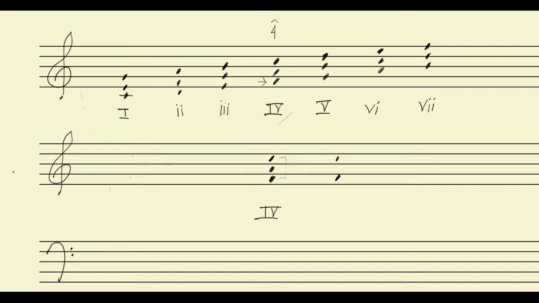Let me write a version of that triad in open position, where I have the 3rd up here, because remember, F is the root, A is the 3rd, C is the 5th. So I put the 3rd up on top. Here's our original. Here's the open position. We still talk about that as a Roman numeral 4 chord. That is still a 4 chord. And just by the way, usually the scale degrees go above the staff, the Roman numerals go below the staff.